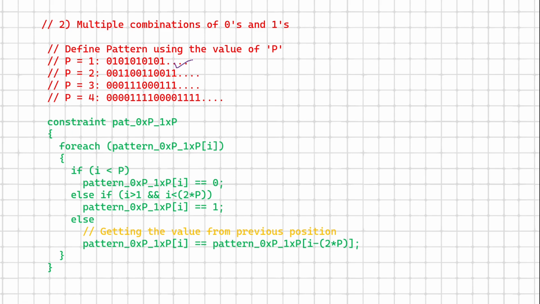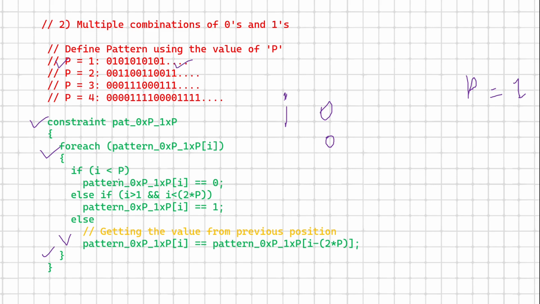Now we will generate pattern 0 1 0 1, and as our constraint and foreach loop are the same, we will directly jump towards our pattern. Here we have taken our parameter as p. Let's say p equal to 1. If i is less than p, that means i at index 0 is less than p, so it will be 0.